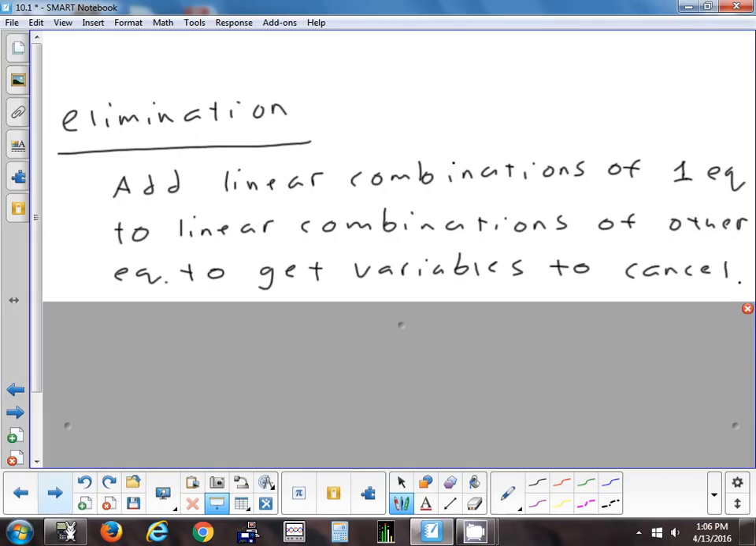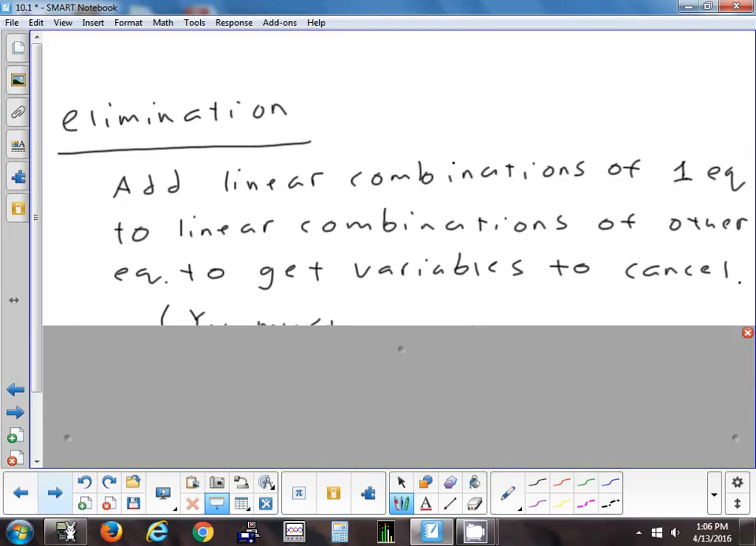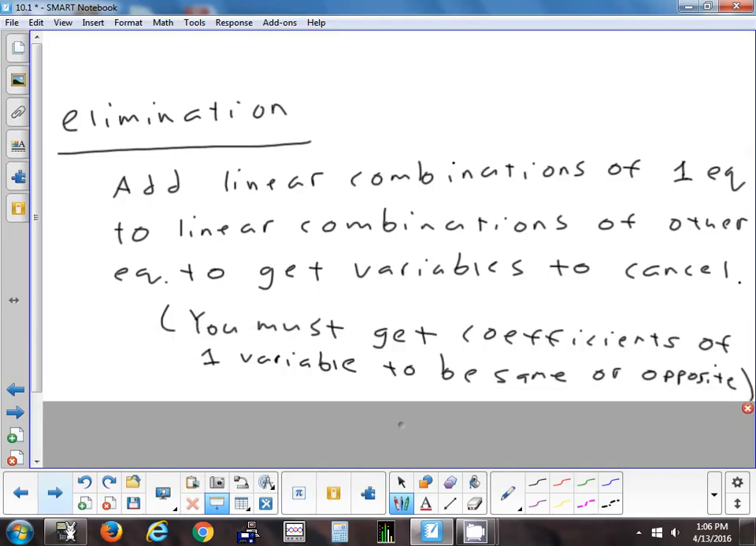Okay, we'll come back to equation 4 in a little while. All right, so we've got equation 2 plus negative 3 times equation 3. Equation 2: 3x minus 2y plus 2z.